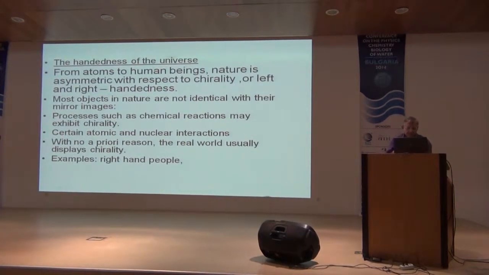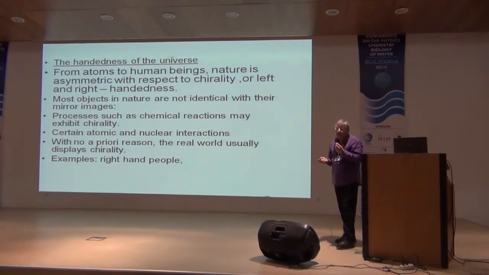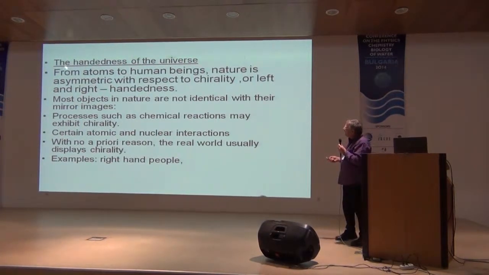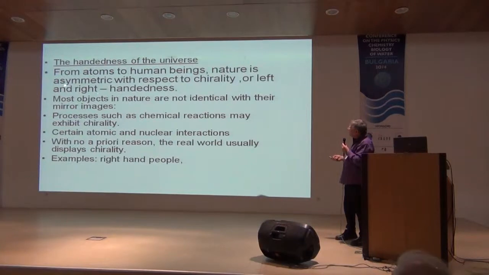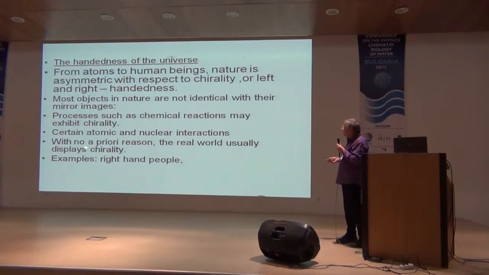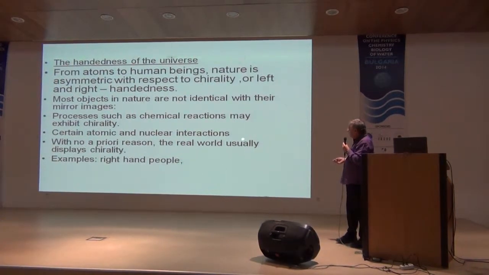So, why doesn't it move? Okay. The universe, as strange as it sounds, is not symmetric to left and right in the very basic way it's built. From atoms to humans, nature is asymmetric with respect to chirality, or left and right handedness. Most objects are not identical with their mirror image. Processes, such as chemical reactions, may exhibit chirality. You begin with left-handed materials and you end with left-handed materials, and vice versa. With no a priori reason, the real world usually displays chirality. Examples: right-handed people.